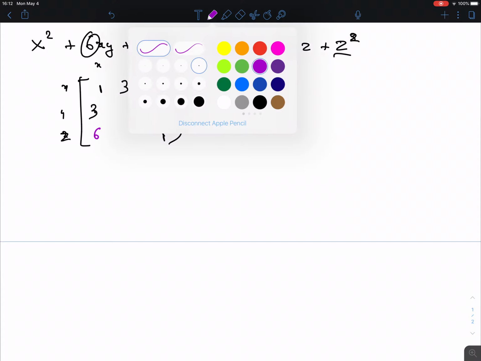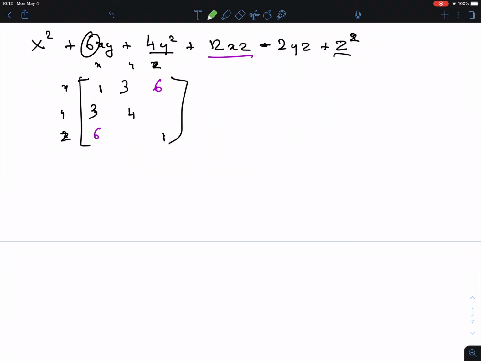And then finally, try to figure it out before yourself, where does this go? Well, yz is either this or this element, right? zy, yz, so they go -1, -1. So that's the symmetric matrix that we get.